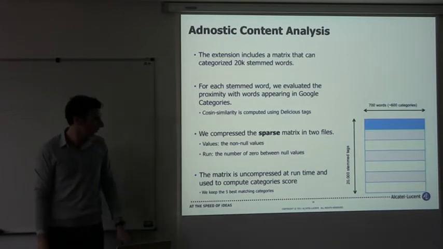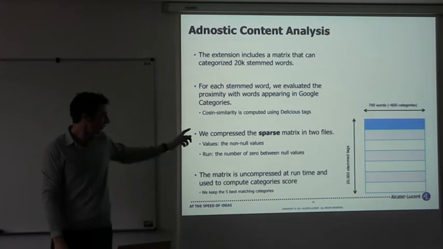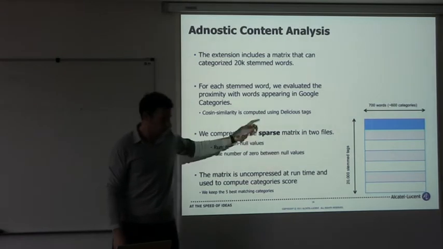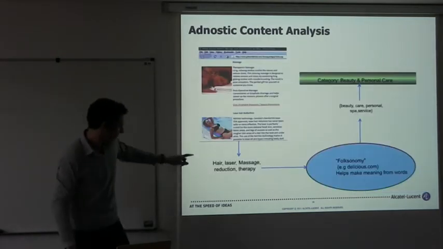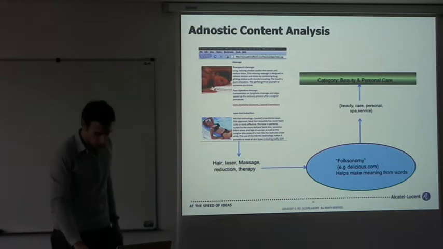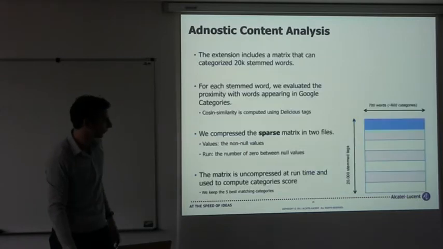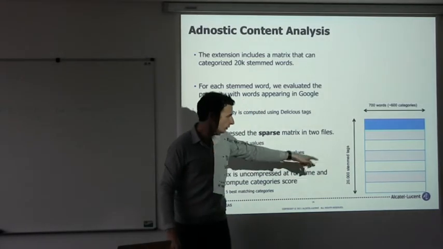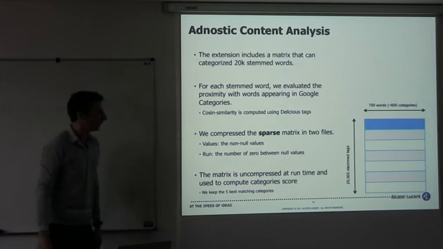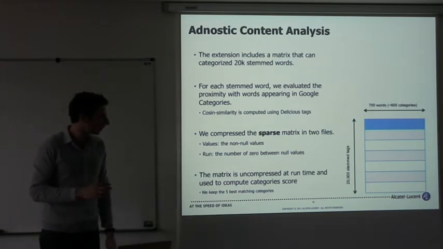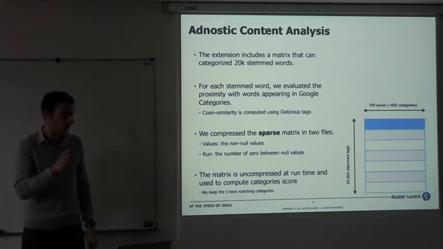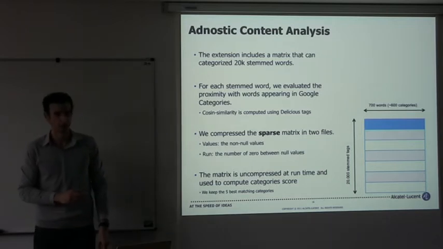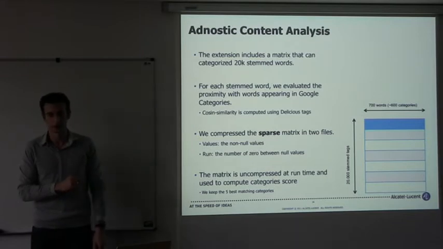We categorize keywords using a categorization matrix. For each keyword we extract from the web page, we compute a score for each of the 600 categories that we have. We're trying to find, for each keyword, a mapping between the keyword and the categories defined by Google. We assign a score for each category, and we use the top score to define the category of the web page. Is that understandable?